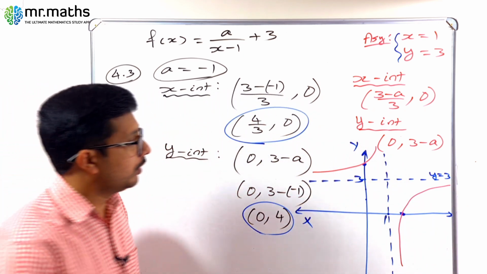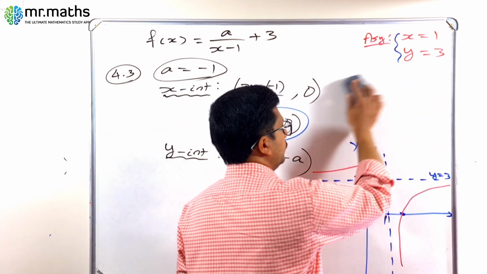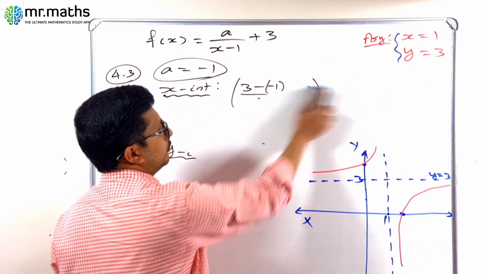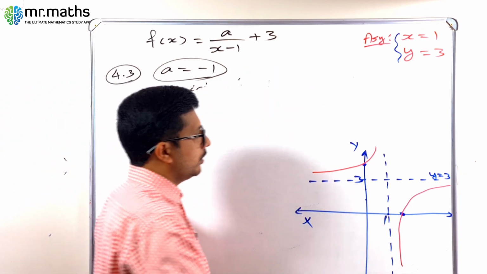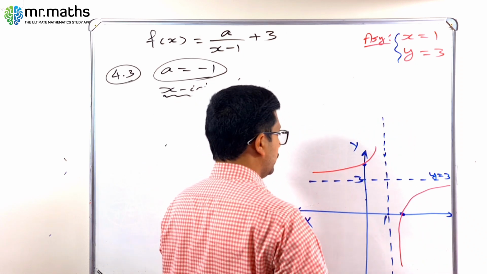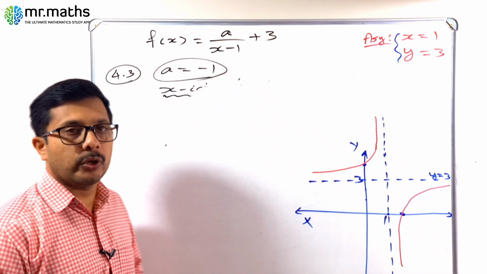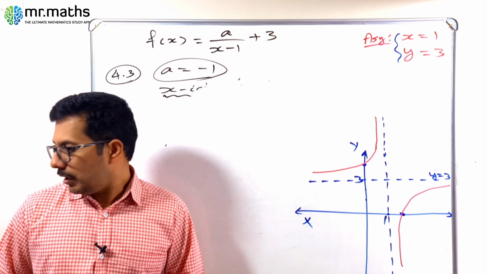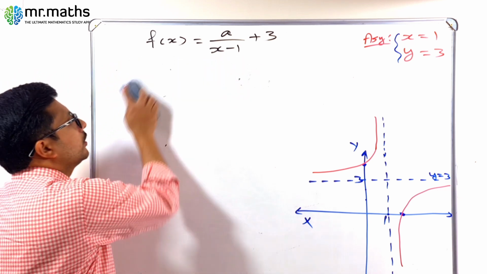Let me erase these from here so you can understand clearly. So this is the given graph. If I extend these asymptotes a little bit here, okay, so this is the given graph. That is question number 4.3, where you have to draw the graph. It is given that the value of a is -1. Then we substitute and we got the answer.